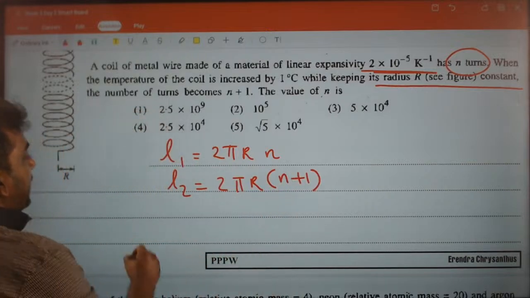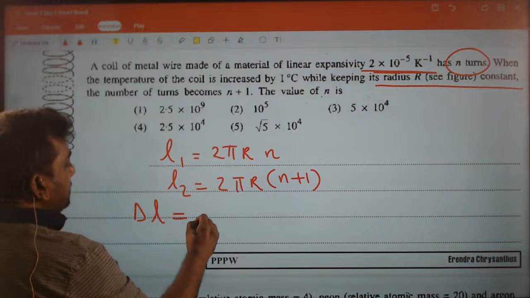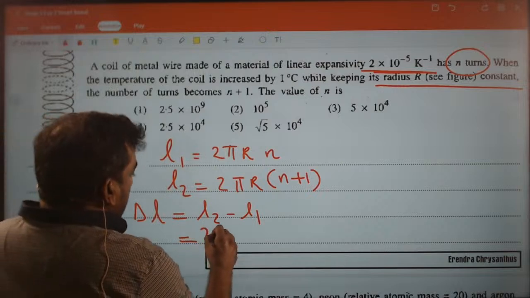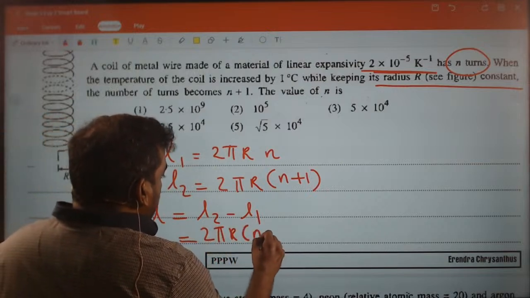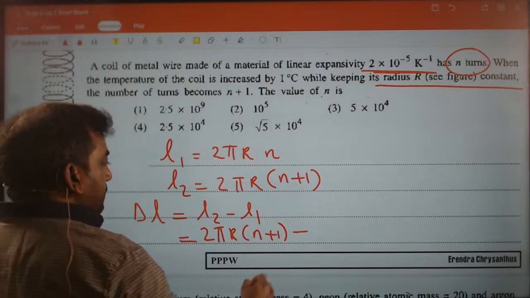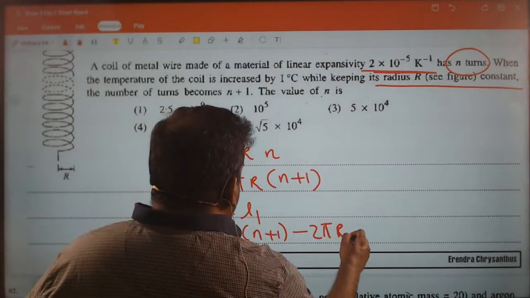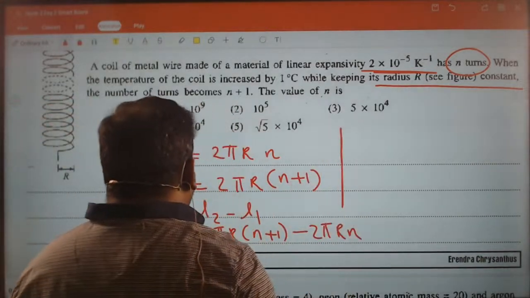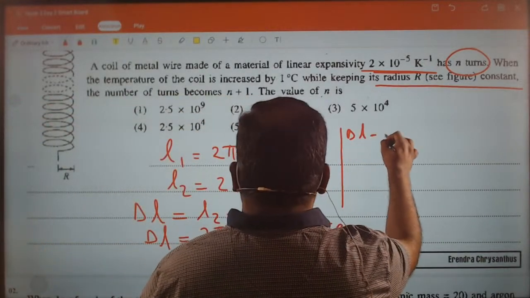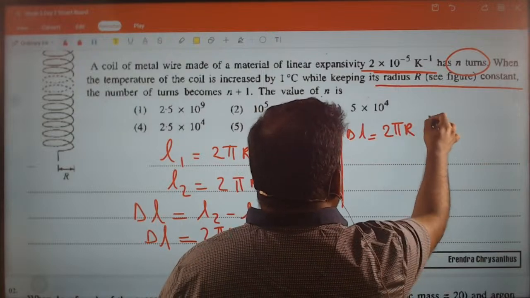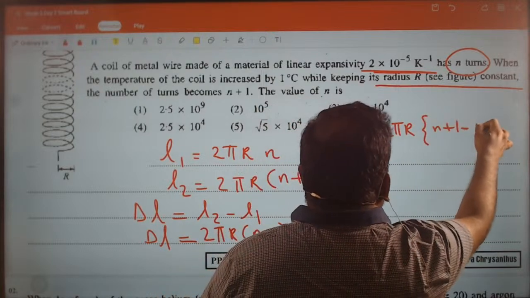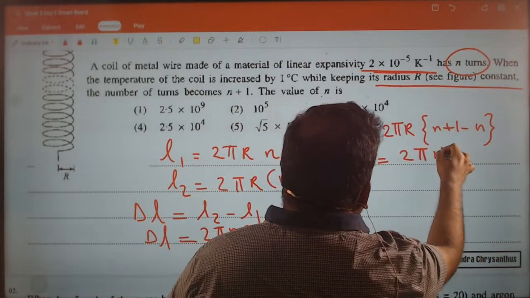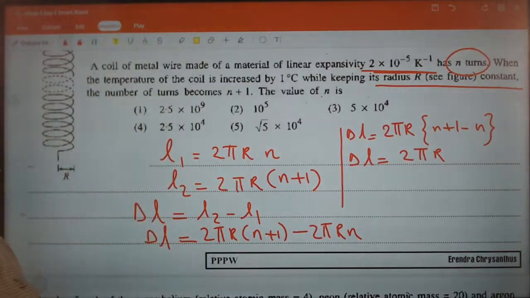So here we can say the expansion ΔL is L2 minus L1. That's 2πr(n + 1) minus 2πrn. That is your ΔL. Simplify this. ΔL is equal to 2πr(n + 1 − n). So ΔL is equal to 2πr.